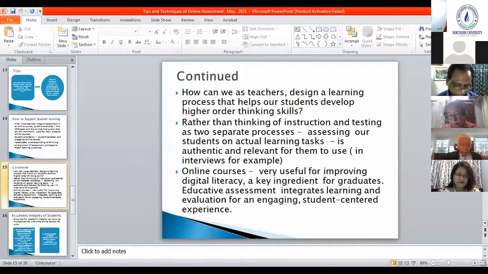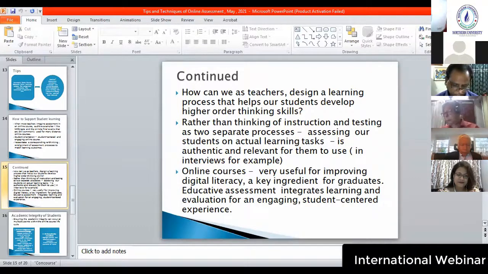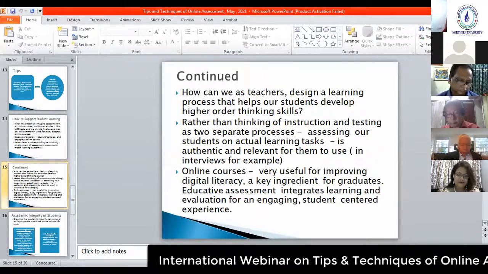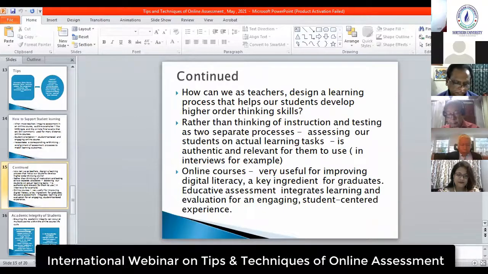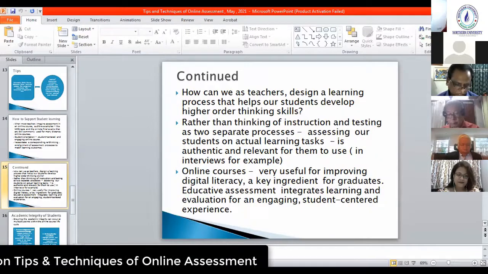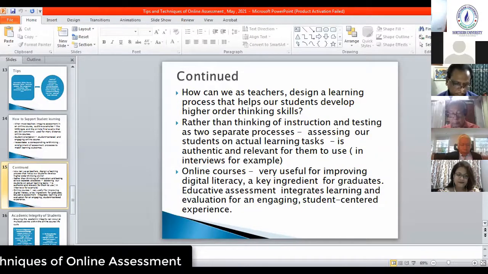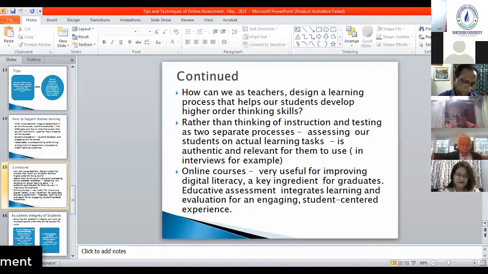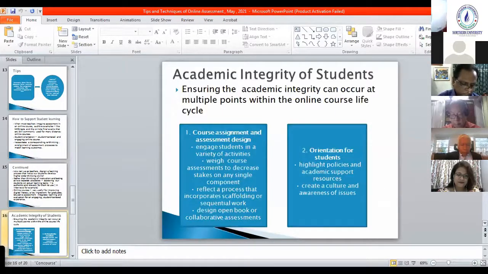So it is more of integrating instruction and testing, not looking at two separate processes, but as one. Online courses are very useful in improving digital literacy, which is very, very important for present-day contemporary graduates. Educative assessments integrate learning and evaluation for an engaging, student-centered experience. So what is more important is the experience of the student and nothing else.